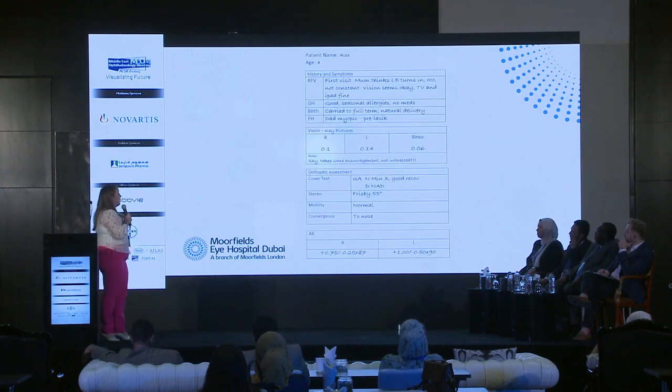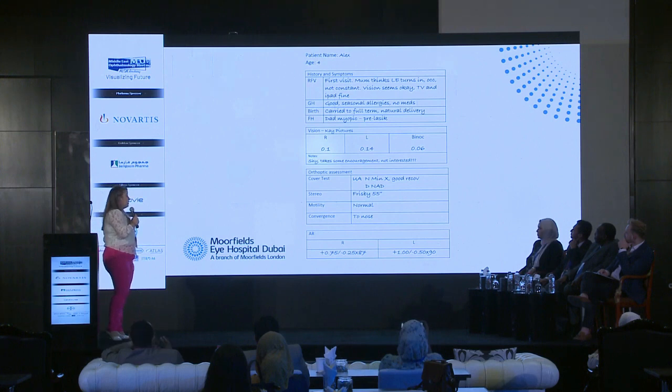So here are some patient files. This is Alex, and he's age 4. It's his first visit, and mum thinks the left eye is turning in, occasionally, not constant. The vision seems okay. TV and iPad are fine. The general health is good, and birth is normal. Dad was myopic pre-LASIK. Vision, we've used Kay pictures. So right eye 0.1, left 0.14. Binocular is very good. And a note: shy, takes some encouragement, maybe not interested.